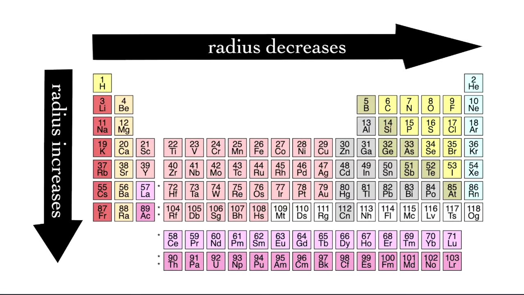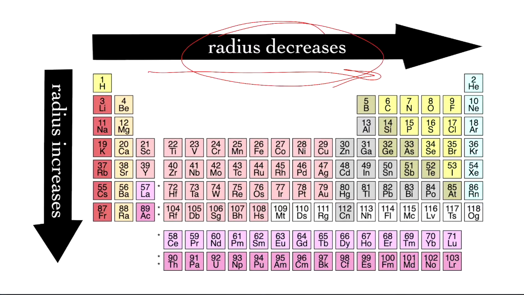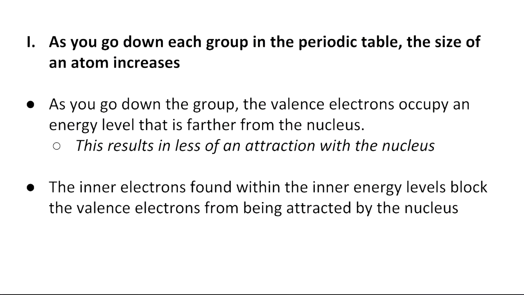So as we said, as we move from left to right on the periodic table, the radius will decrease. The radius is actually going to get smaller. However, as we move down the periodic table, as we move down a group in particular, the radius will increase. And we're going to see why in a moment. So as you go down each group in the periodic table, the size of the atom increases.